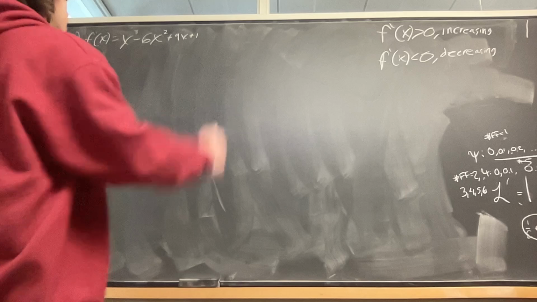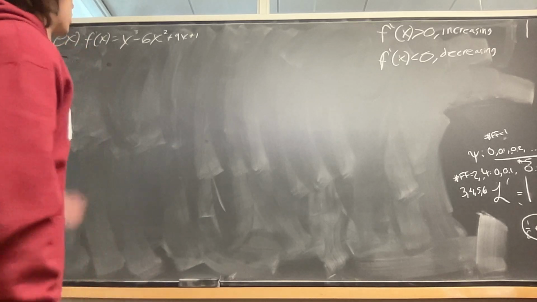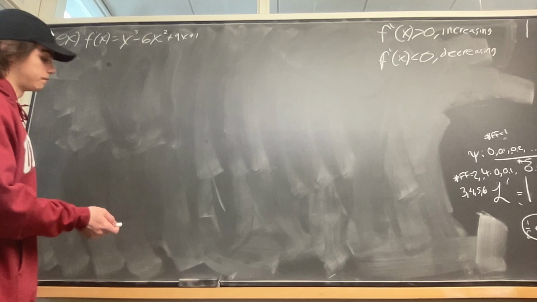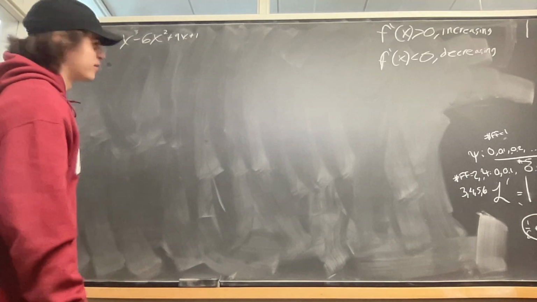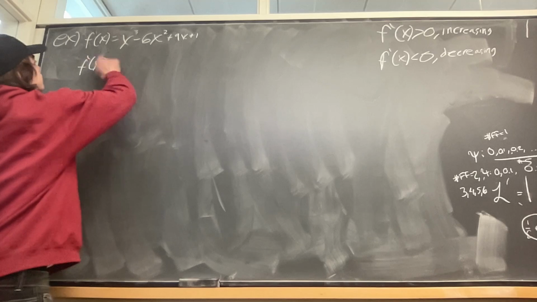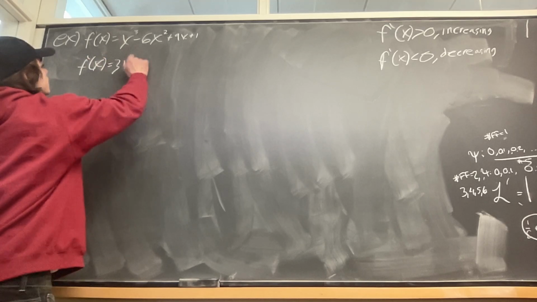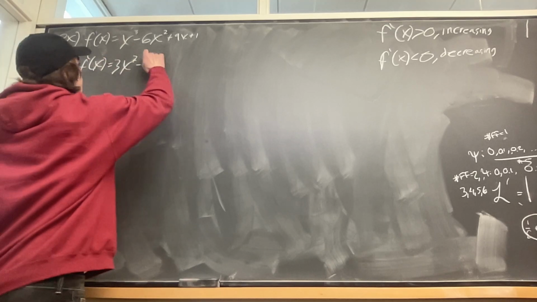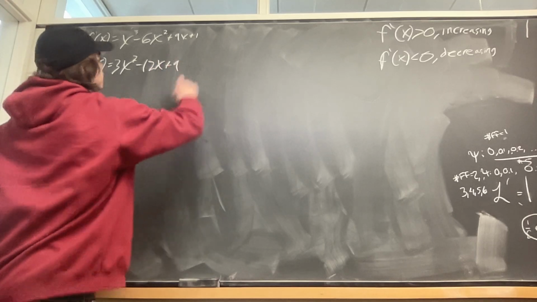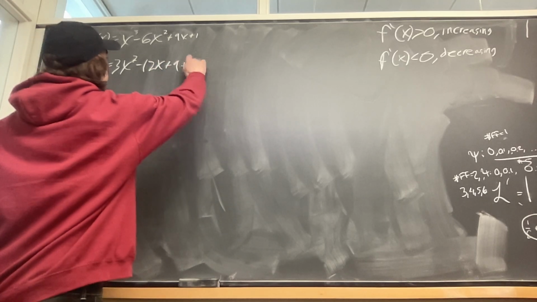But in order to apply that, we need to start by taking the derivative. So it's a pretty easy function to take the derivative of. We're just going to use the exponent rules. We're going to write this as f prime of x equals 3x squared minus 12x plus 9, and then I'll write out plus 0.